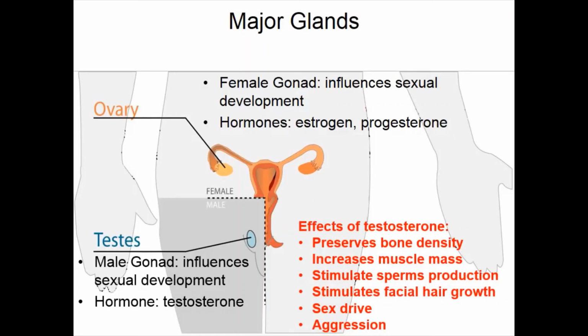Stimulates the production of sperm cells, increases muscle mass, leads to the growth of facial hair. So as boys hit puberty, the testes will send out testosterone, which will have some of these effects that you see right here, and cause the development of sexual features.